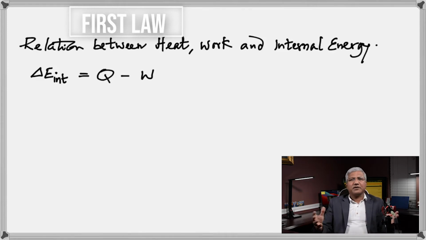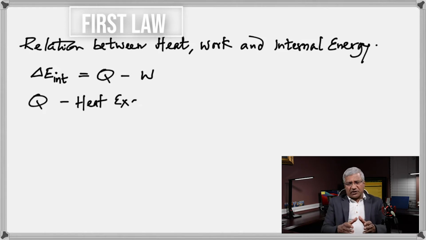Pretty simple, right? The change in internal energy is the difference between the quantity of heat entering the system and the work done by the system. So that's the first law of thermodynamics. But remember that heat can also leave the system. So we have to remember that when heat enters the system, it's taken as positive, and when heat leaves the system, it's taken as negative.